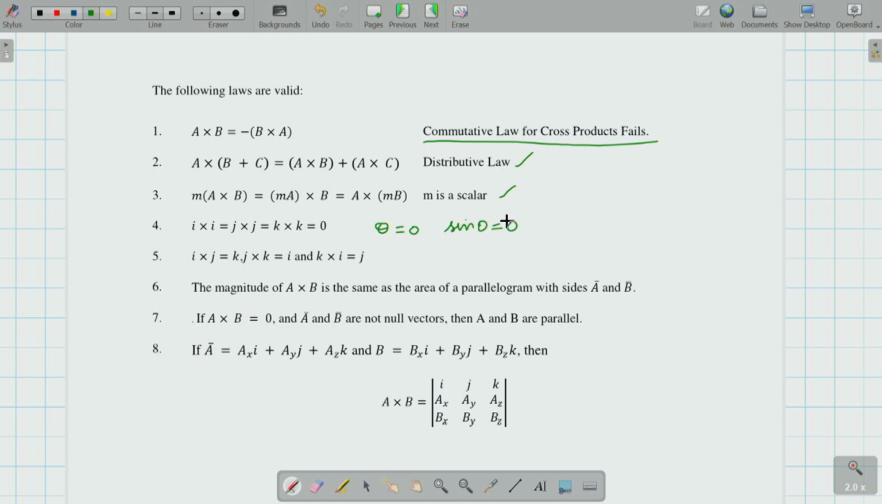While i cross j is equal to k, j cross k is equal to i and k cross i is equal to j. For a quick reference, the students can use this i, j, k. i cross j would give me a k, j cross k would give me an i, and so on. So this is positive, while if i, j, k go in the opposite direction, it is going to be negative. They can use this as a quick reference to work on it.